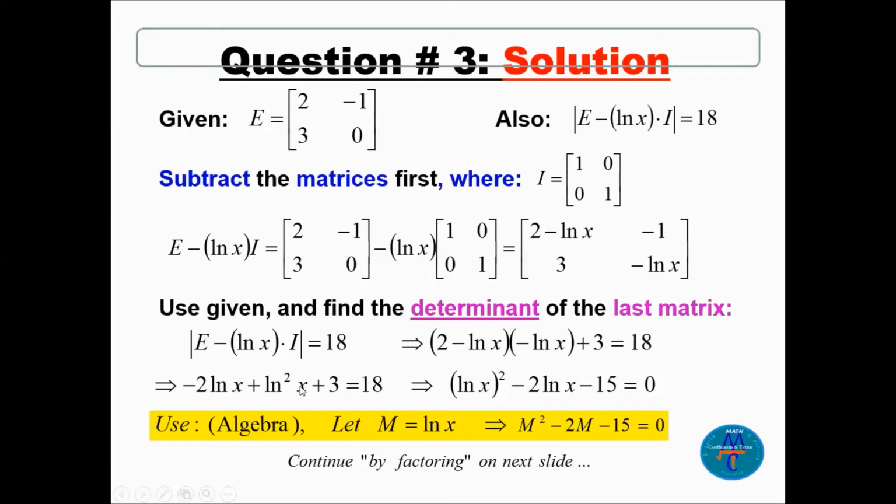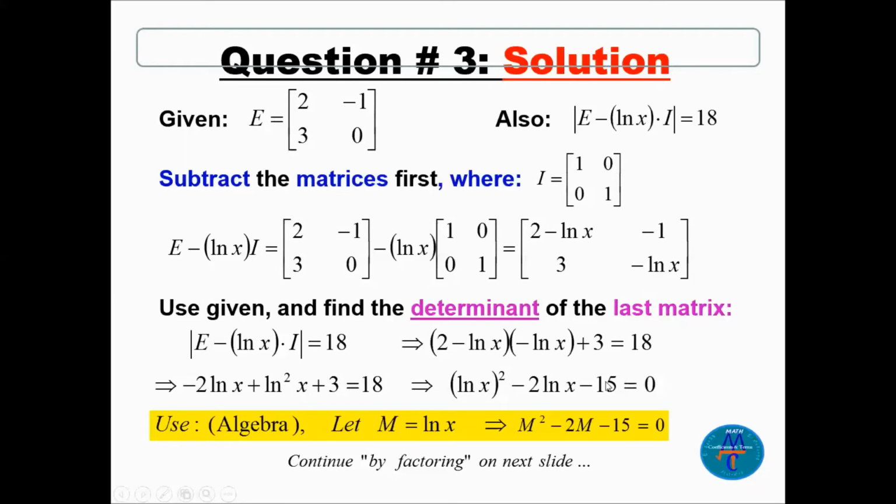ln squared of x, you have to know that this is exactly ln of x, all squared. If it is squared on the function, then it is on the whole function, ln of x all squared. It's not on the argument. x, we call it the argument.